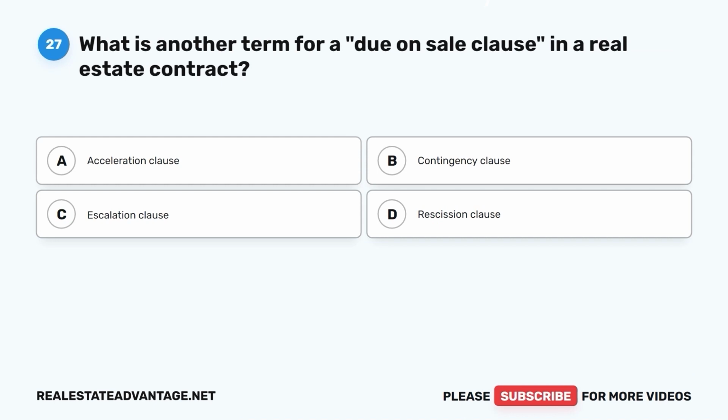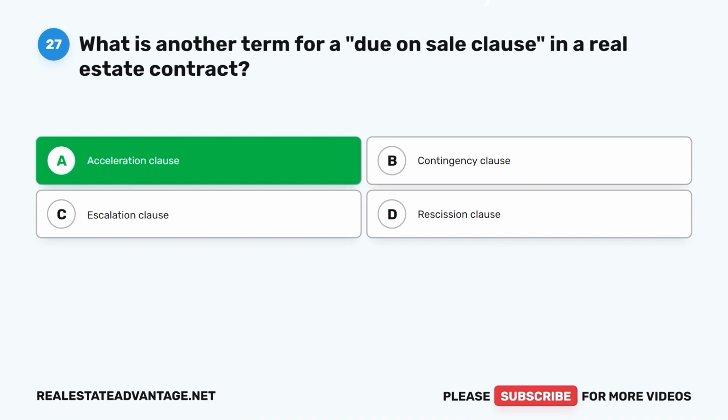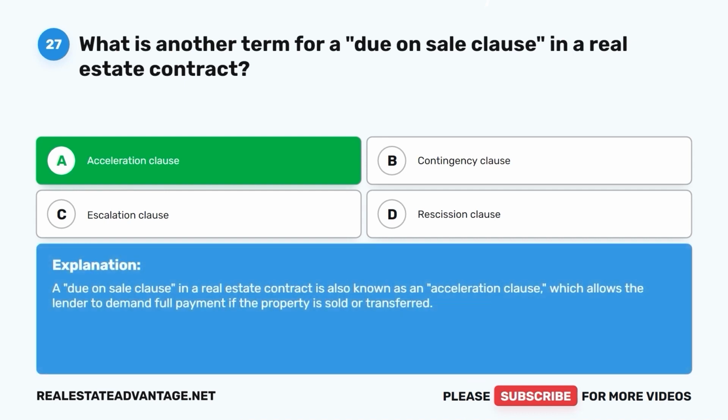Question 27. What is another term for a due-on-sale clause in a real estate contract? A. Acceleration clause. B. Contingency clause. C. Escalation clause. D. Rescission clause. The correct answer is A. Acceleration clause. A due-on-sale clause in a real estate contract is also known as an acceleration clause, which allows the lender to demand full payment if the property is sold or transferred.